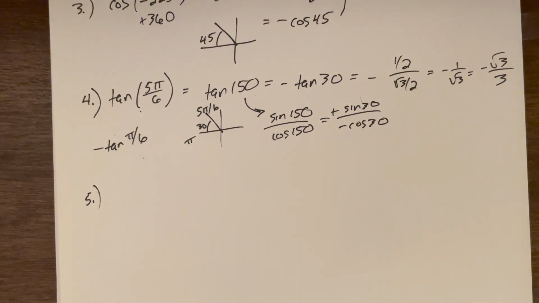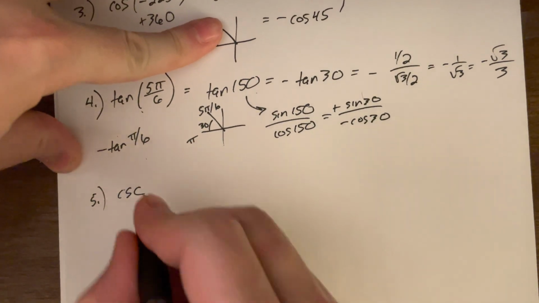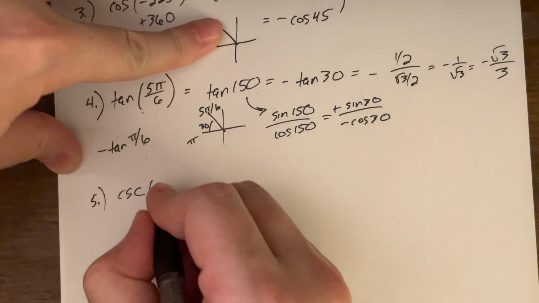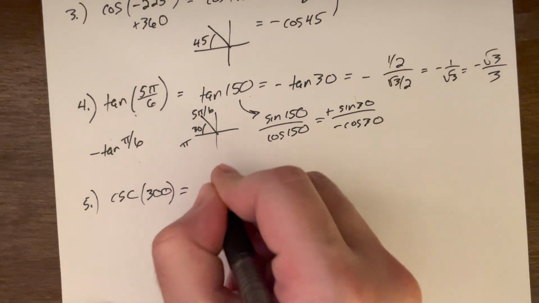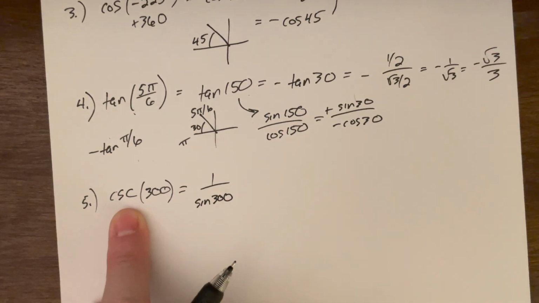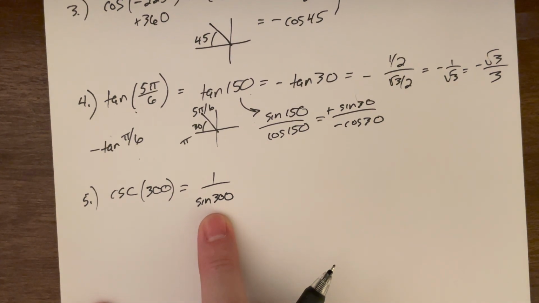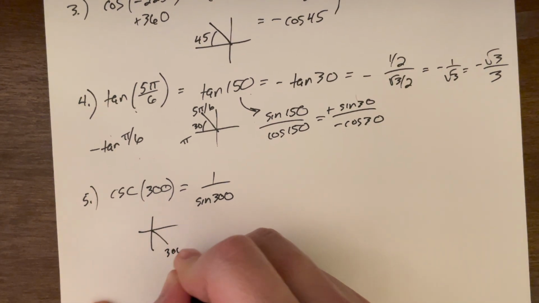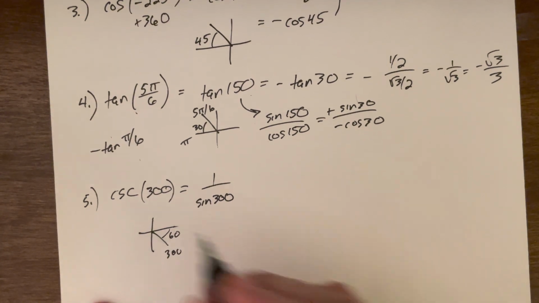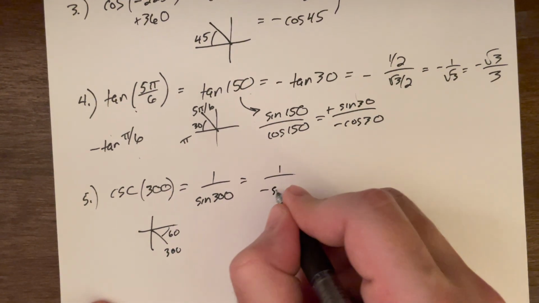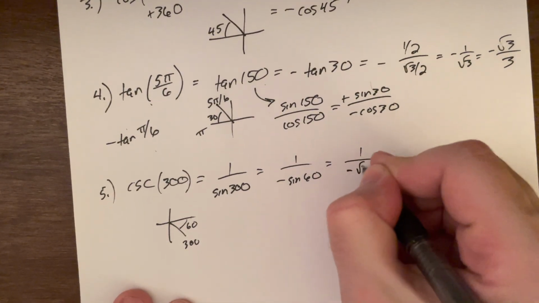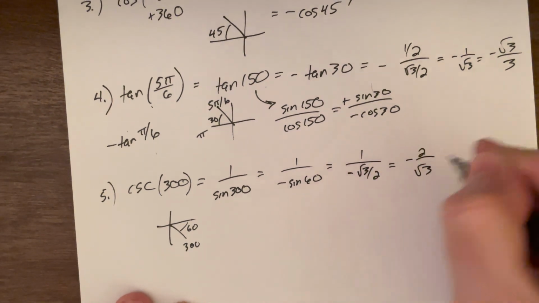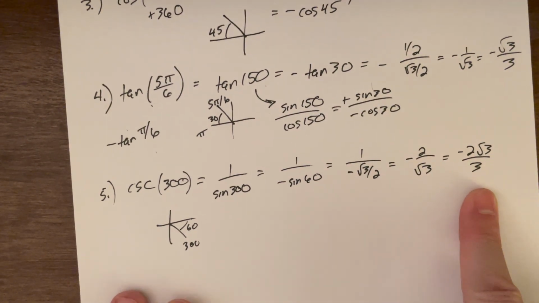So number 5, let's take a look at cosecant of, let's do this one, 300 degrees. Well, a lot of people, first things first, again, get rid of the cosecant and the secant, and write in terms of sine and cosine. Now, 300 leaves us in the fourth quadrant with a reference angle of 60. Sine is negative in the fourth quadrant, and we'll evaluate at that reference angle 60. So 1 over negative sine of 60, which is radical 3 over 2. So I get negative 2 over radical 3, and I rationalize.